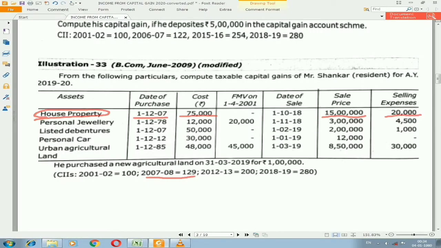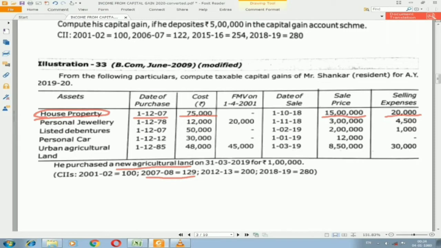As they have mentioned one particular piece of information in the adjustment, he purchased a new agricultural land. So we need to check this for each asset because it is not related to one asset. As I told you, if they mentioned a new investment for a particular asset, then we can consider that investment for that particular asset. Here they have mentioned it in the adjustment, so this new investment will be related to all assets, but we need to check whether the condition will be satisfied or not.